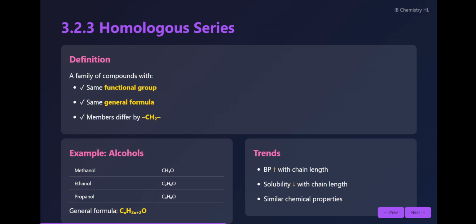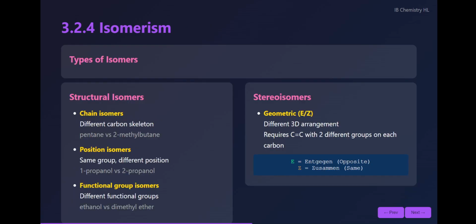A homologous series is basically a family of compounds. They share the same functional group, the same general formula, and each member differs by exactly one carbon, that is the CH2 group. As you go up the series, physical properties change predictably. Boiling points increase because you have more electrons, which means stronger London dispersion forces. But solubility decreases because the nonpolar carbon chain gets bigger and dominates over the polar group.